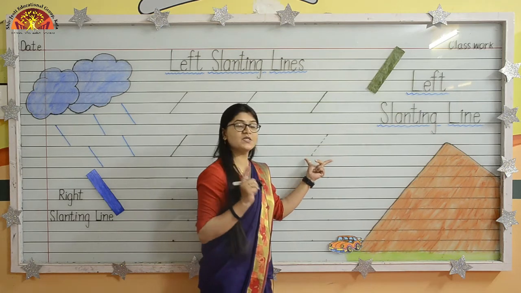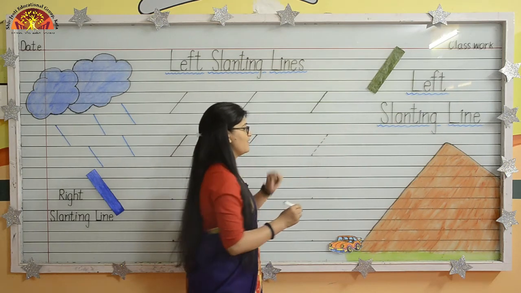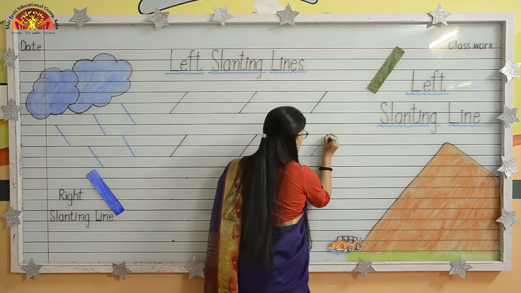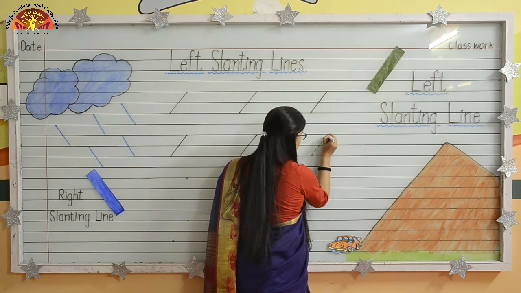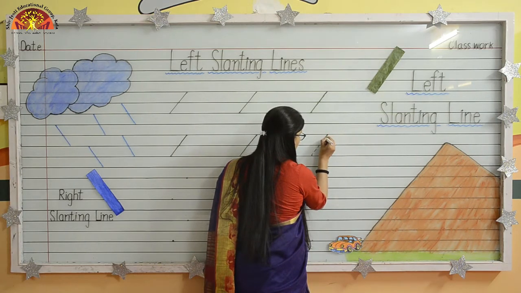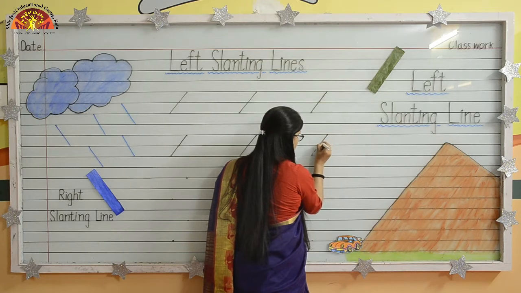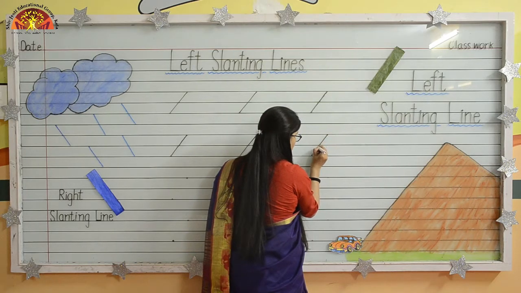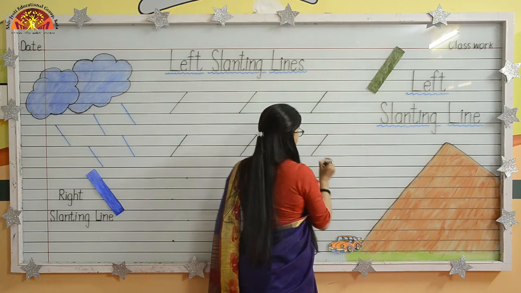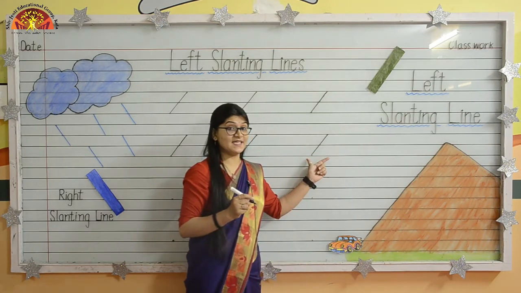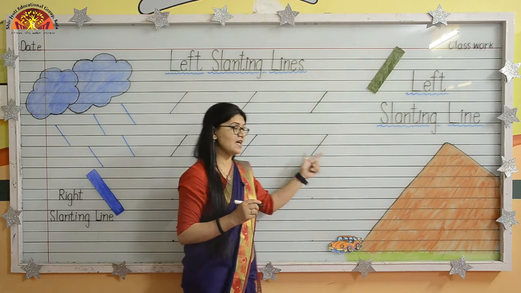Now let's trace one last time. Put your crayon here and draw slant line towards left hand side like this. So what is this? This is left slanting line.